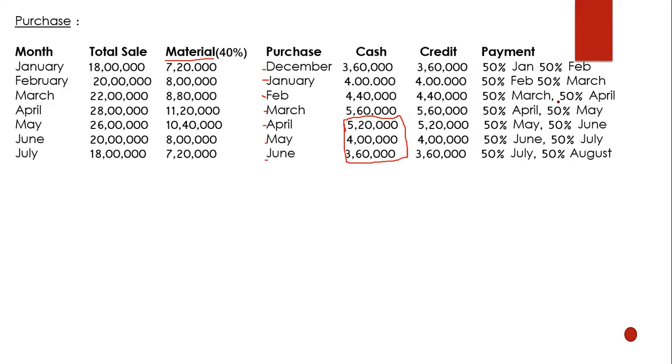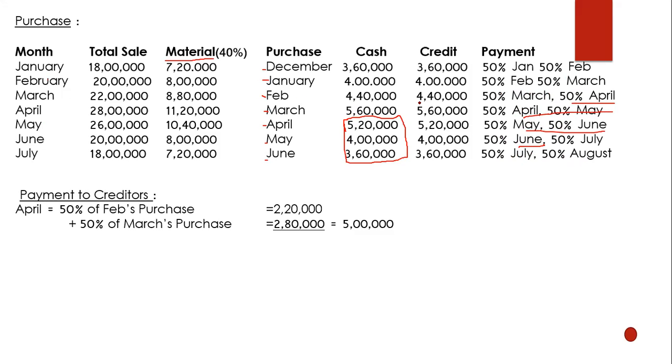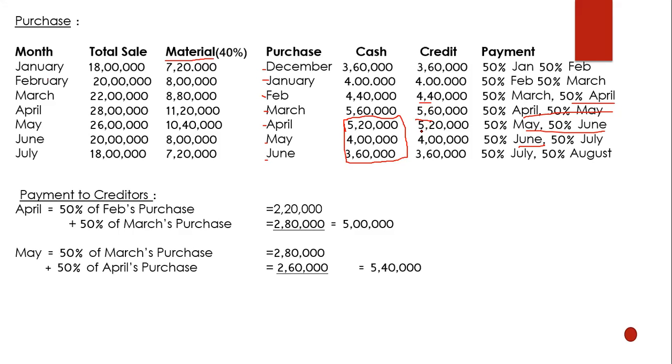this column will make this calculation easy, payment for creditors. Okay. So again we are concerned with April, May and June. Okay. So 50% of February's purchase. So again, don't see this month, see this month. February's purchase is 4 lakh 40,000. So 50% is 2 lakh 20,000 plus March purchase is 5,60,000. So 50% of it is 2,80,000. So it is equal to 5 lakh. For May, 50% of March, 2,80,000, plus 50% of April, 5,20,000.